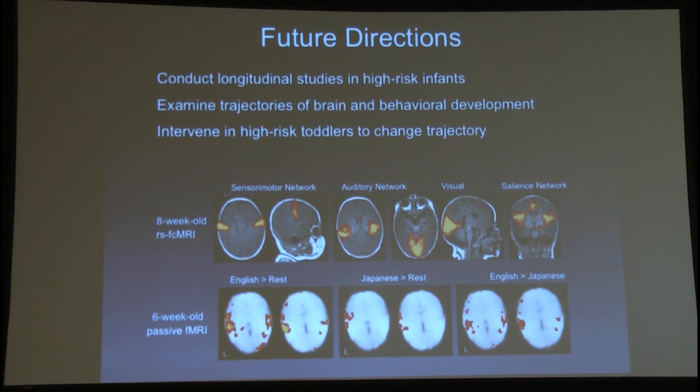So what this tells us is that if we're going to start intervening to prevent a disorder from occurring, we are really having to start early. We can't wait until they're 3 years old. We can't wait till they're 4 years old. We want to start now, we want to start then, because these networks are already starting to establish their connections, and we want to establish the best connections possible.